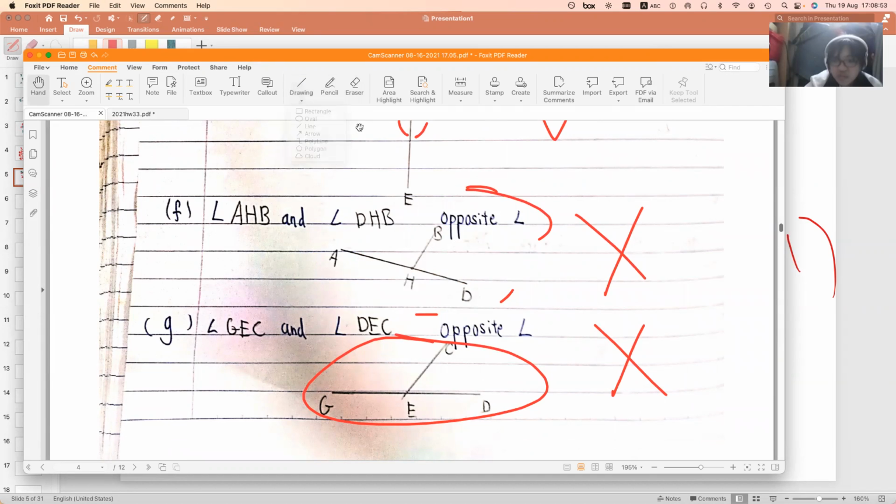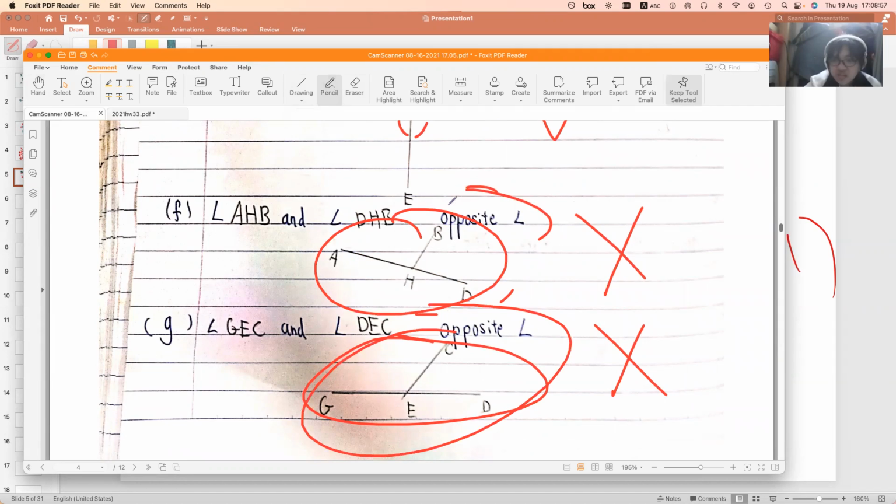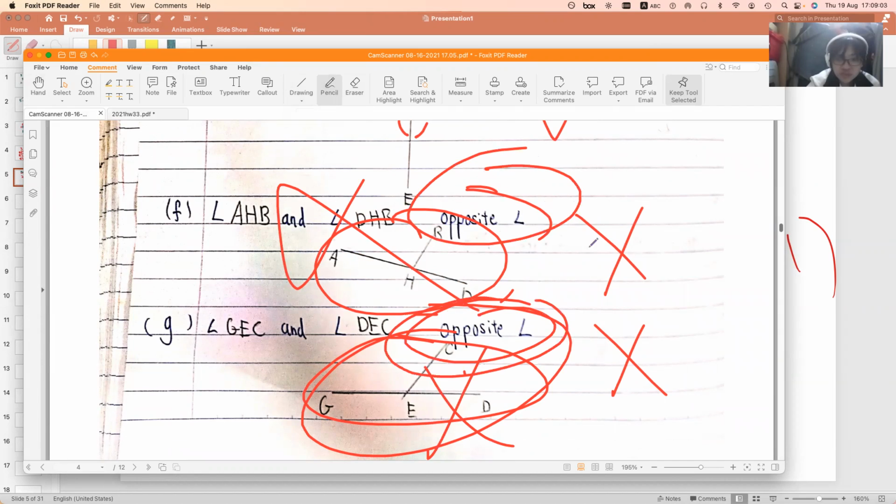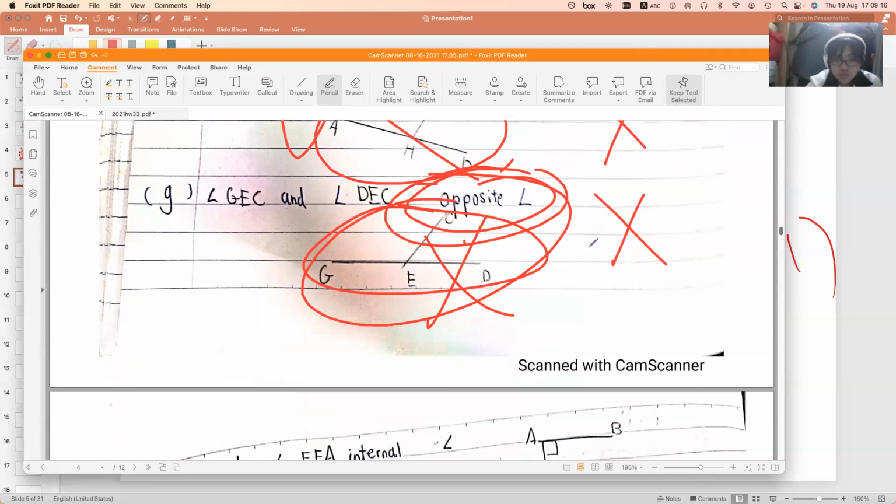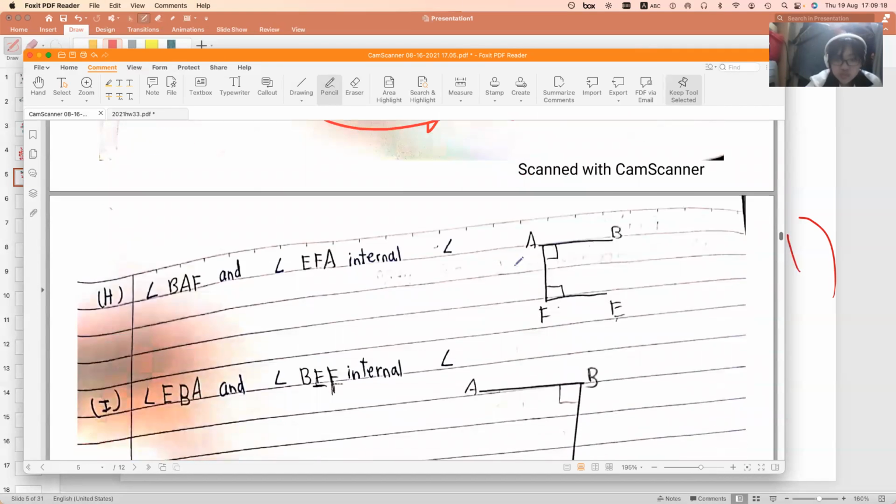What are these two? Supplementary. Yes, you are doing supplementary. But you are not supposed to do supplementary here. You are doing opposite. That means you don't care. You never read the question. The question already changed to opposite and you still do supplementary. I don't understand. Next. So this is internal.